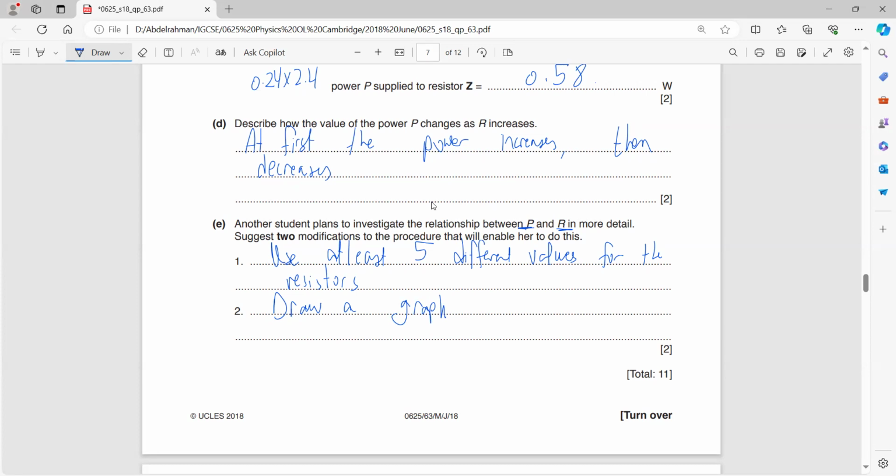I can see, for example, when the resistance increases, does the power actually increase or does it decrease? It will be quite obvious when I draw the graph. When I draw the line of best fit, or the curve of best fit, I have to use more than 5 values. 3 is never enough in paper 6.